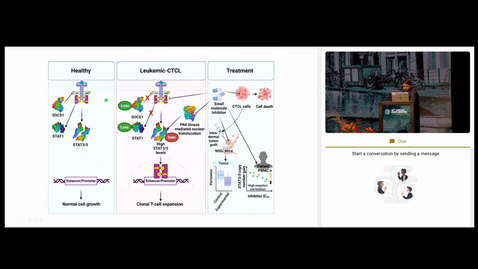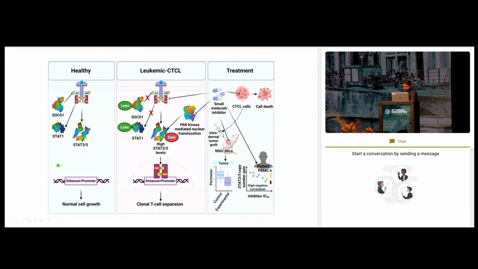With that, I would like to come to the current understanding from our study. In the healthy condition, the STAT3/5 pathway is normal, so there is a normal level of STAT3/5. STAT1 is there, which competes with STAT3/5 to get phosphorylated, so STAT3/5 is not hyperactivated, and SOCS1 is also there, and it is blocking the phosphorylation of JAK.